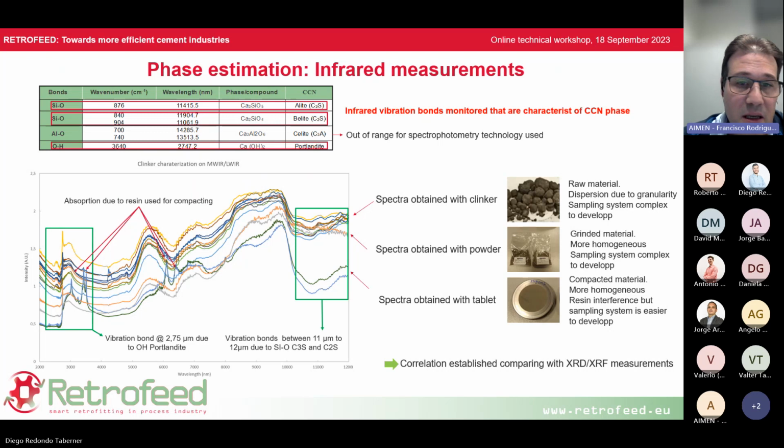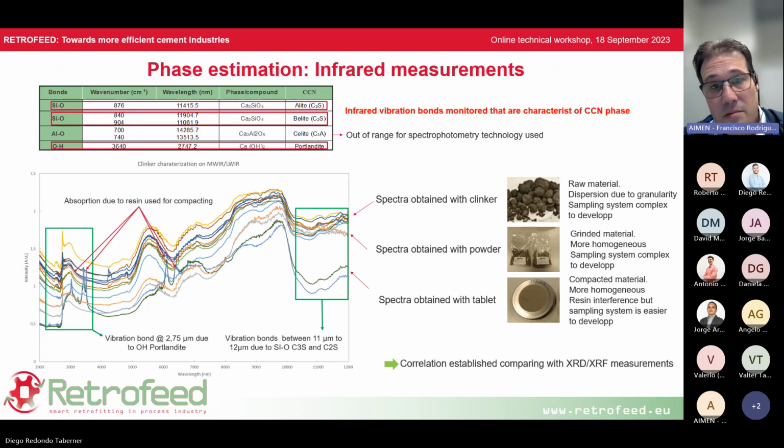And the best quality, I think, is obtained for grinded materials or compacted materials. But in this case, we have to take into account that there is some interferences coming from resin that is used for compacting the samples. So now this result has to be correlated with XRD and XRF system in order to establish some empirical law that could allow to estimate Portlandite, halite, and belite contents.